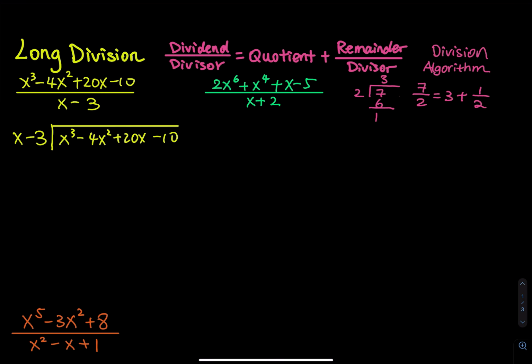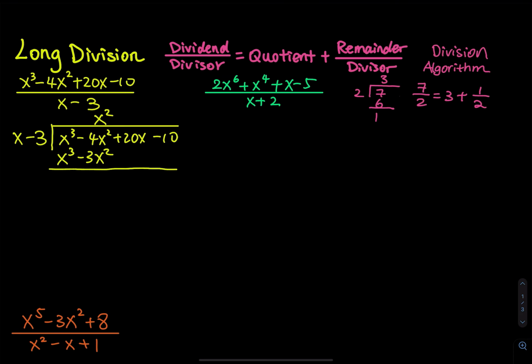x minus 3 has two terms, so we need the first two terms to start the first step. So the first term that goes up here is x squared. x squared times x is x to the third. x squared times minus 3 is minus 3x squared.